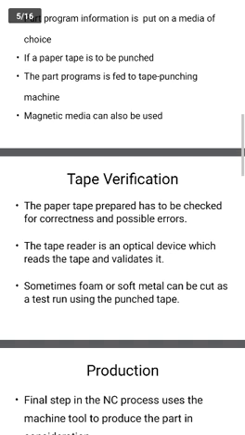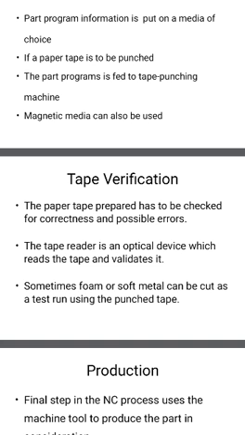Next, tape verification. What does it do? The paper tape prepared has to be checked for correctness and possible errors. The tape reader is an optional device which reads the tape and validates it. Sometimes a soft metal can be cut as a test run using the punch tape.